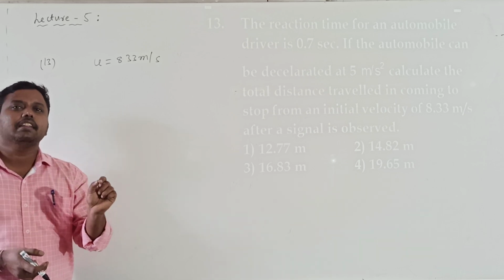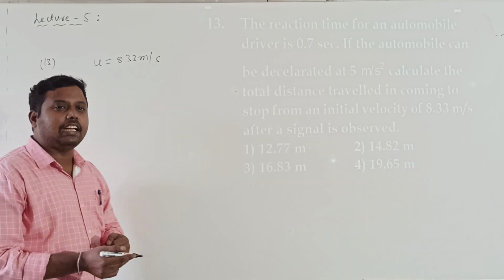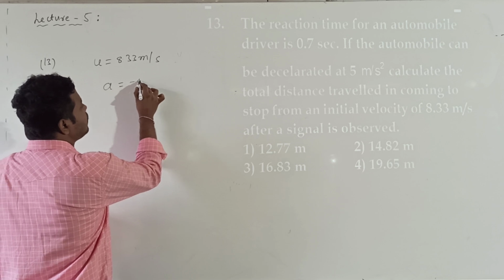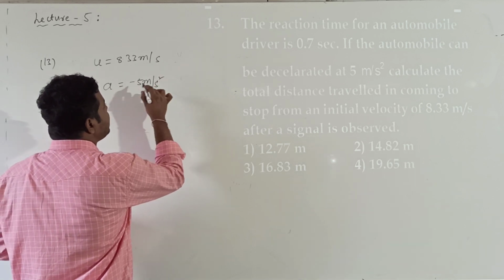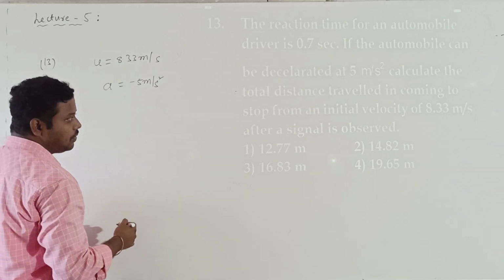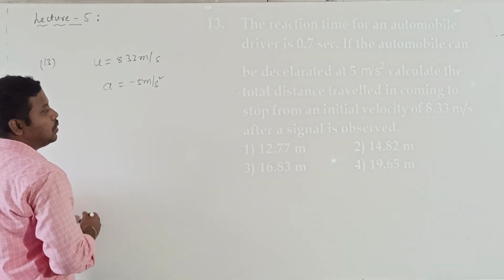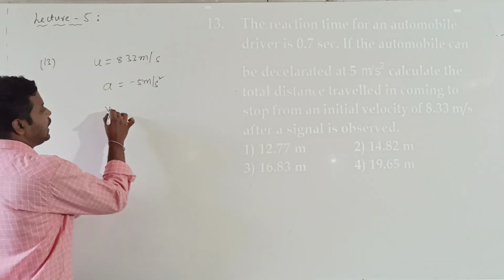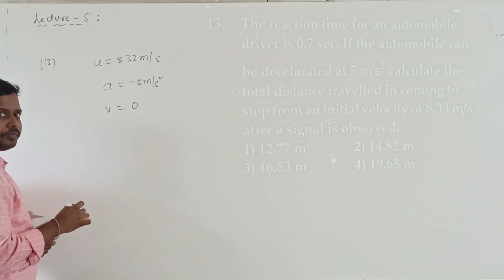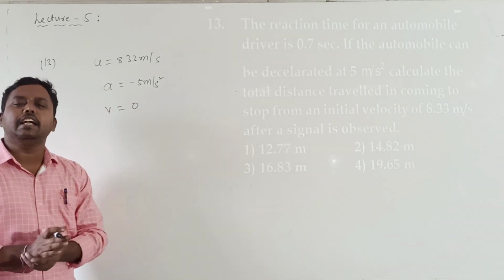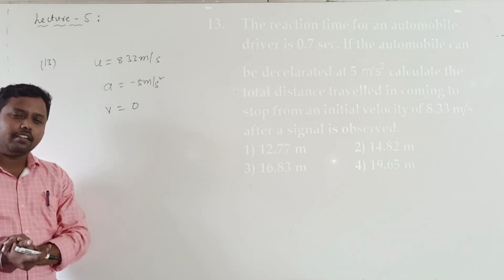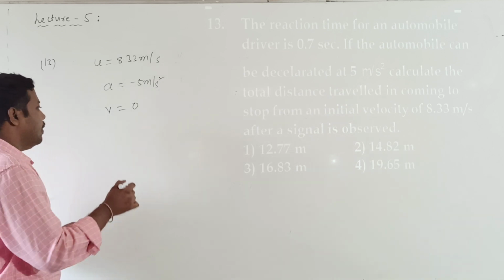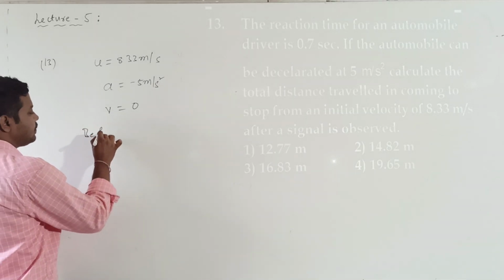When he applies the brake, the vehicle is going to be retarded. How is the vehicle retarded? They mentioned uniformly. What is the uniform retardation value? That is -5 meter per second square. Why did I write a minus sign? That is for retardation. Now what are they asking us to calculate? The distance travelled by the vehicle before coming to rest. So the final velocity v is equal to 0. First I will calculate the distance travelled before applying the brake.